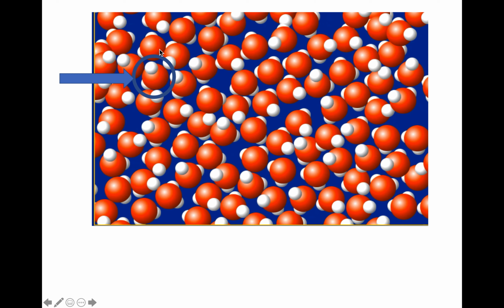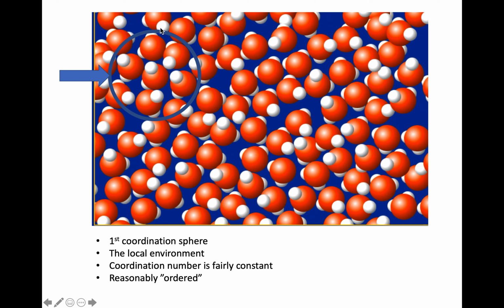If I were to look at one particular molecule, it seems like again and again, the most immediate neighbors around that seem pretty similar. That's called the first coordination sphere. The different particles that are most immediately adjacent to it, describing the local environment. I see within here that the coordination number, the number of neighbors that it has, is fairly constant in the liquid. Might be 6, might be 7, it's changing a little bit, but it doesn't dramatically change. It's reasonably ordered for what I find around that particular molecule.